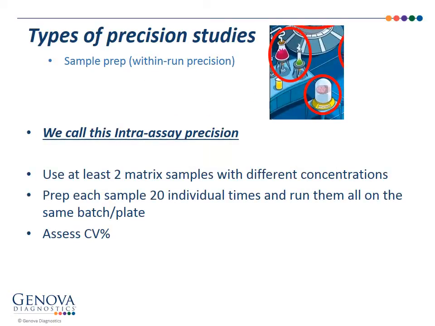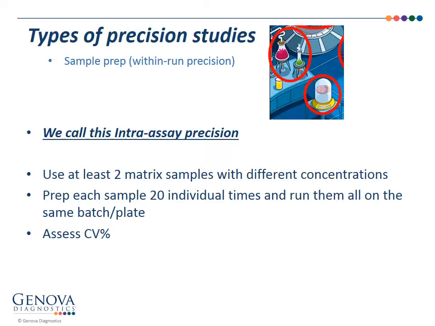First of all, we're going to look at the sample prep. We call this intra-assay because it's within one run. So we want to look just at the imprecision that's coming from the sample. This includes the sample mixing and the sample prep, so your extractions and preps. So in order to do this, we want to hold everything else constant.